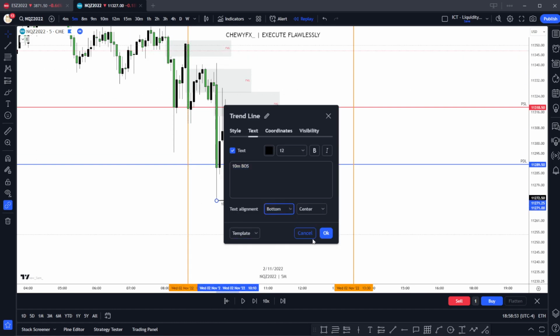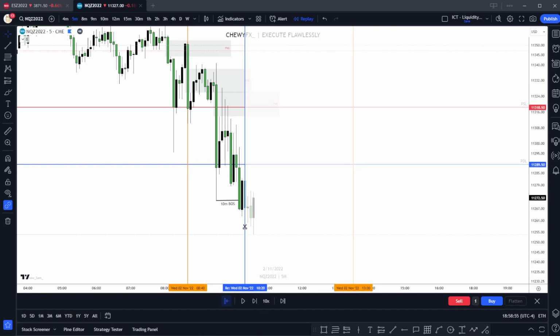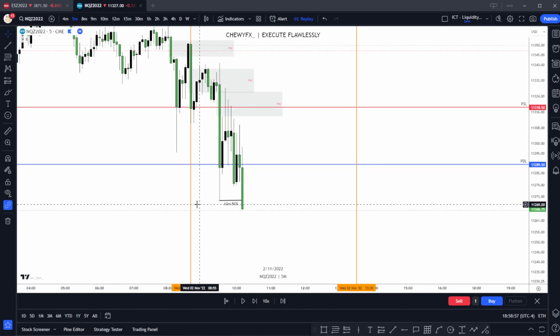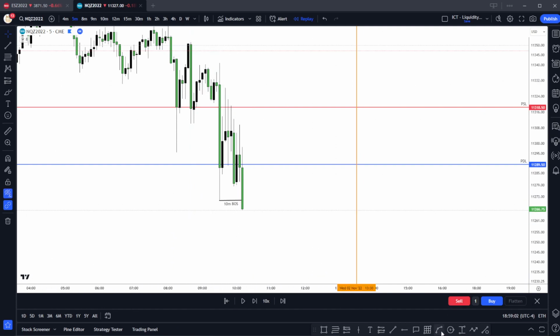So just to go back in time to really show you exactly what happened here. Let's delete this line. We don't need it. Clear all the indicators. Okay, we swept the previous day low, which happened right here. And then market returned up into that premium session array, which is just an old previous session low. Market came down and it had a 10-minute break of structure.